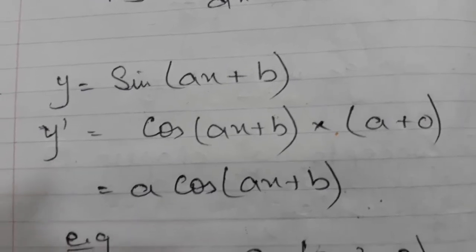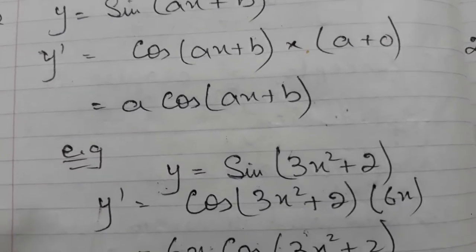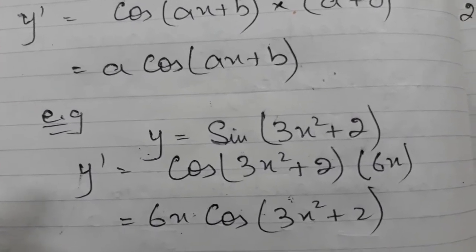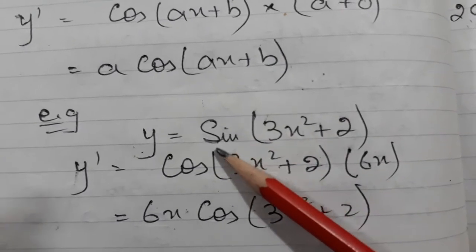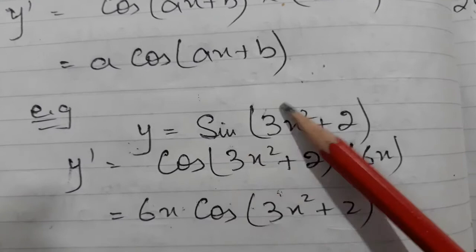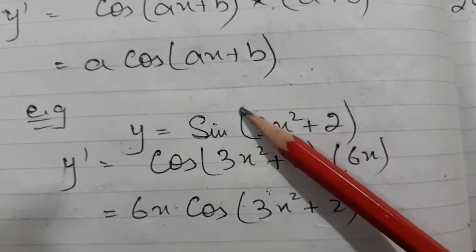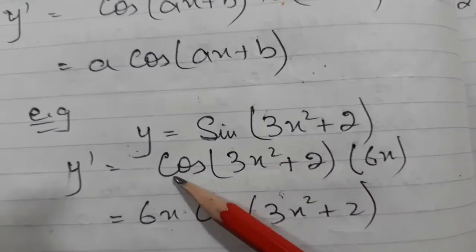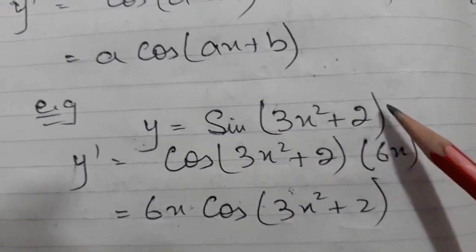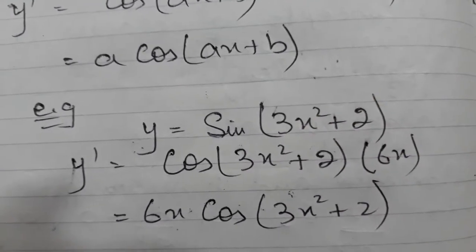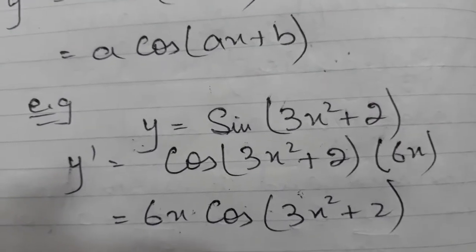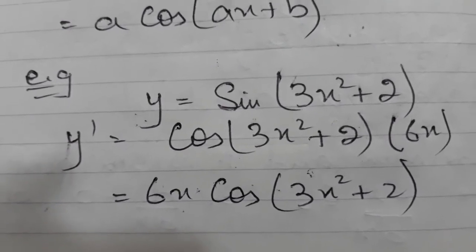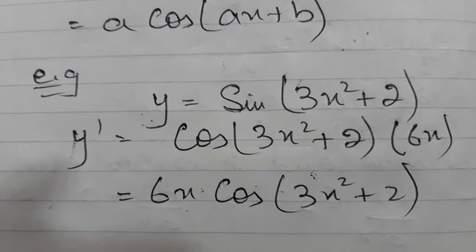Now let's see an example of it. For example, I have y equals sine of 3x square plus 2, and I want to differentiate it. We have just learned that the differentiation of sine is cos, so it will be cos, and the whole angle comes as it is. So first we differentiate the trig function, cos of the angle, multiplied by the differentiation of the angle. The differentiation of the angle will be 6x plus 0, because the derivative of 2 is 0. So it becomes 6x cos of 3x square plus 2. I hope you are understanding this.